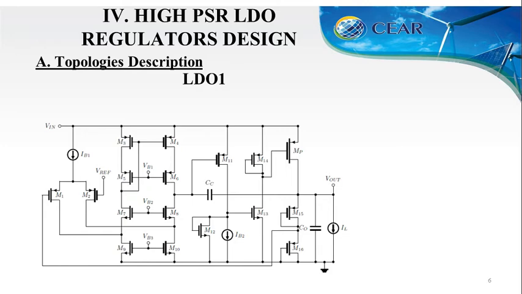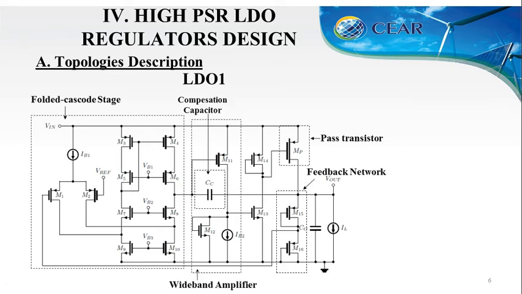Now I'm going to present the two proposed topologies that apply the feed-forward ripple cancellation technique. They will be called LDO1 and LDO2. For both topologies, M1 to M14 is the error amplifier, MP is the pass transistor, and here M15 and M16 is the feedback network. We can also observe here the compensation capacitor. Both LDO regulators have a three-stage error amplifier.